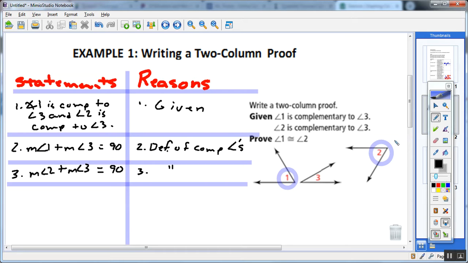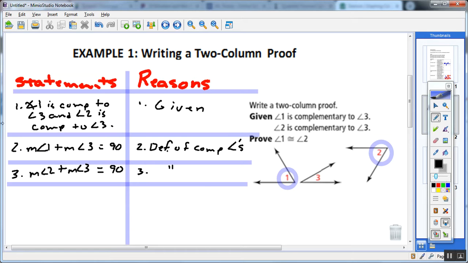So I can really say the measure of angle 1 plus the measure of angle 3 is the same as the measure of angle 2 plus the measure of angle what? 3. You guys agree with that? Okay, so I'm going to write that down here.